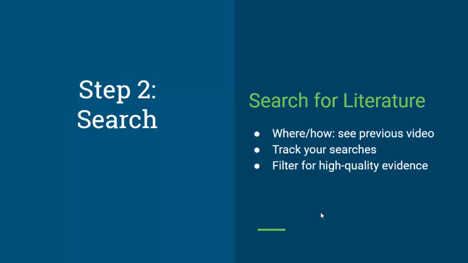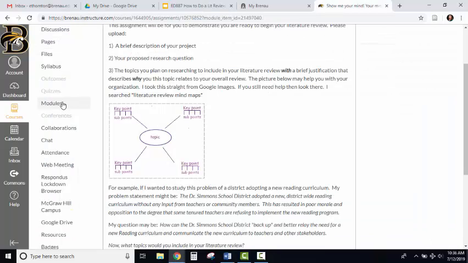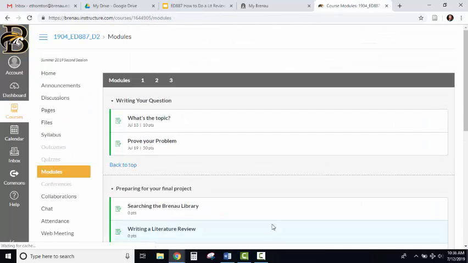Okay, so we've set a plan for our research. The next step is to actually search the literature. So I will not get into how to search the database. We have already gone through that very thoroughly before. I'm going to escape out of here and show you guys where to find that in Canvas.